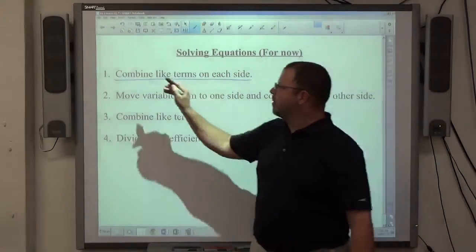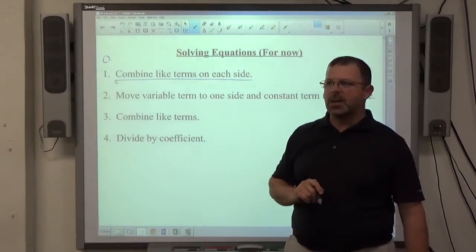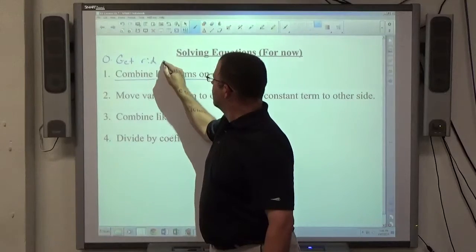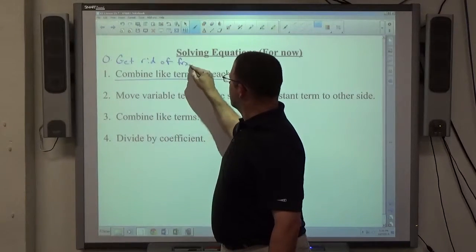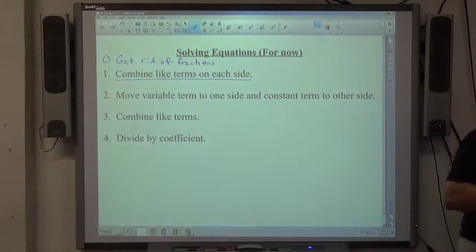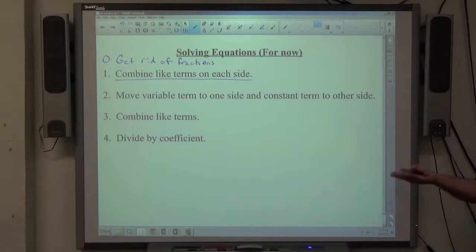I'm going to add a step 0 in here, which is not a required step but a recommended step, is to get rid of fractions. The same way we got rid of fractions on Monday, lesson 25, we multiply every term by the common denominator, fractions go away. Once you get rid of fractions, combining like terms is a matter of adding or subtracting based on sign. If they both contain the letter x, they're like terms. If they're both just regular numbers, they're like terms.